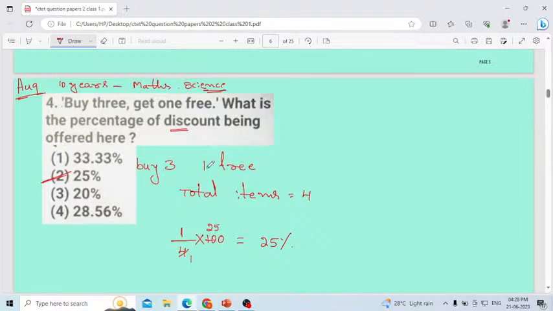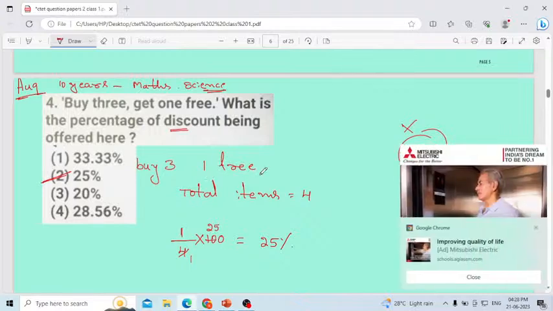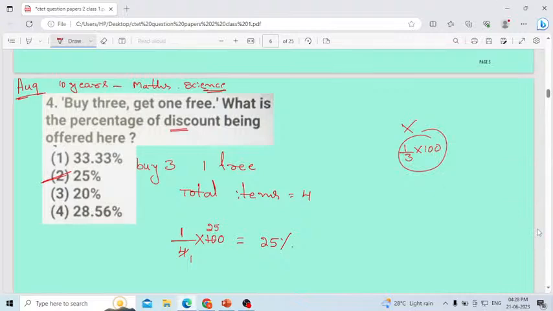Some students, and some teachers, will do 1 by 3 into 100. This is wrong. You have to consider the total number of items, which is 4, whether they are giving the discount or simply giving it free, it does not matter. The total items here is 4, so 1 by 4 into 100. If you do 1 by 3 into 100, you will get the wrong answer. Even if they give buy 3 get 2 free, you have to consider the total items. Whether they are giving 2 items free or 3 items free, consider the total items, not how many you are purchasing, otherwise you will get the wrong answer.